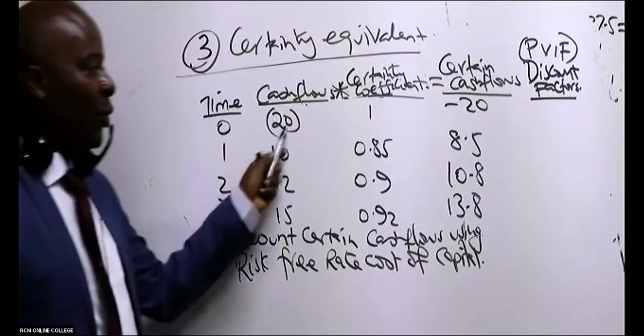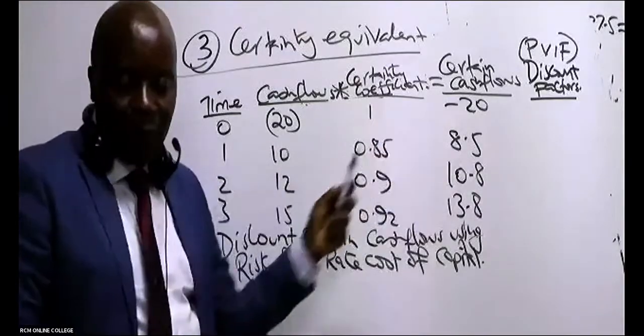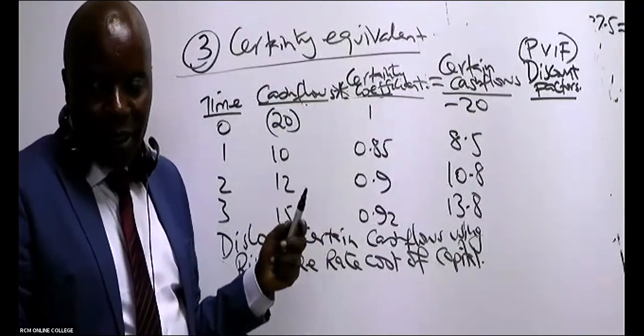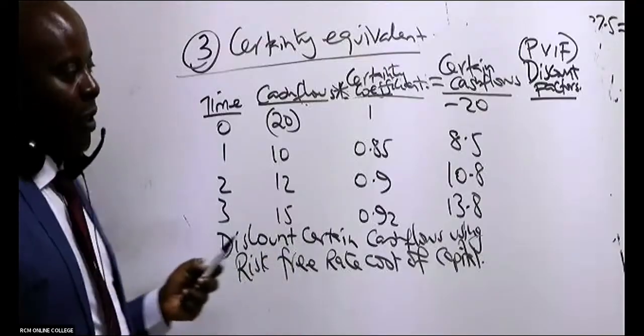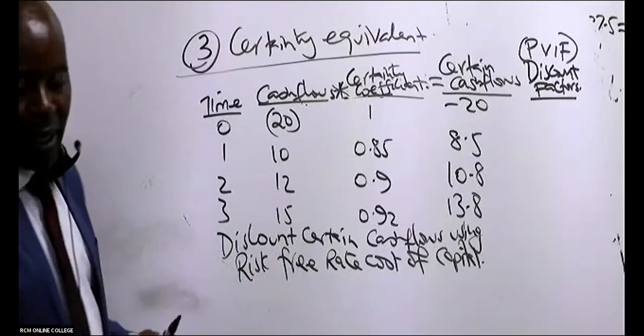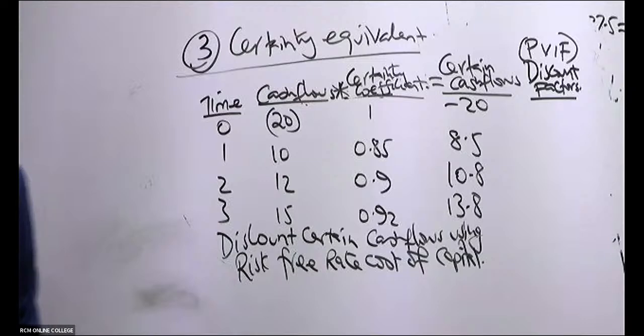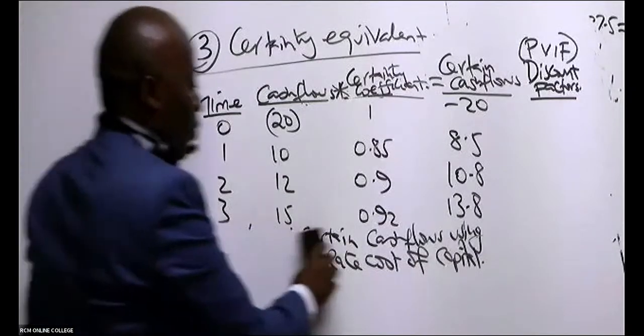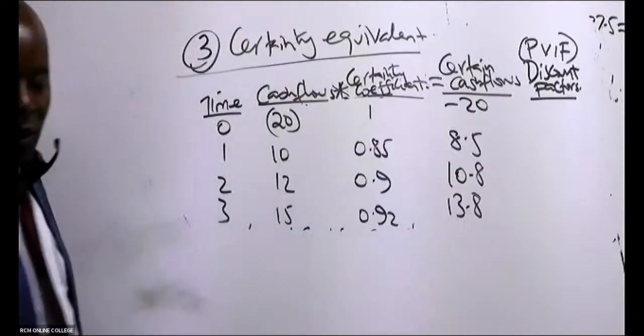So like the first one, minus 20 times this second one, this time this gave us 8.5. That's what we did. I hope you've been able to see. So then the formula for getting PV, ladies and gentlemen, we know it. We know the formula of getting PV.